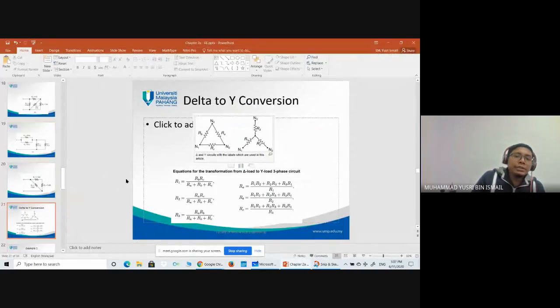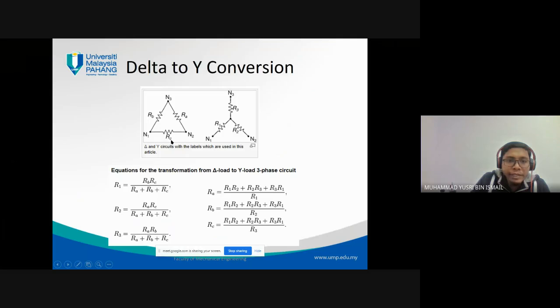Alright, so now we proceed to another type of circuit analysis, which is delta to Y conversion. For delta to Y conversion circuit, let me open my note. Okay. Untuk delta to Y circuit, basically if you have a circuit connected in a triangle, you need to remove one of the resistances. In this case, the element that we need to remove is RC.